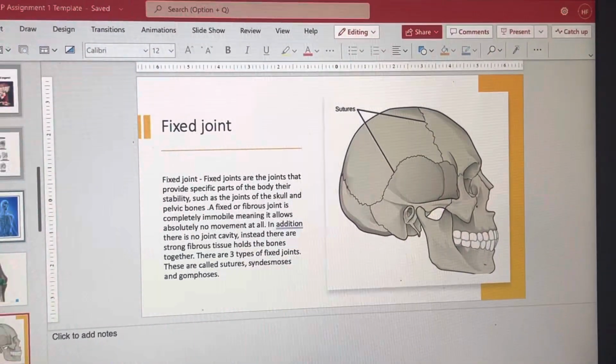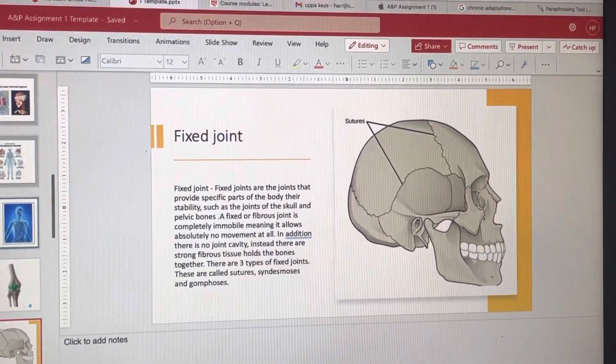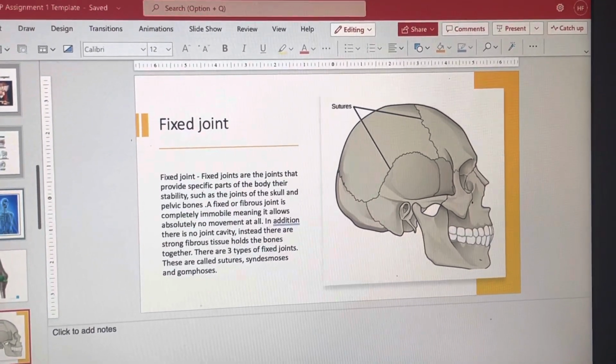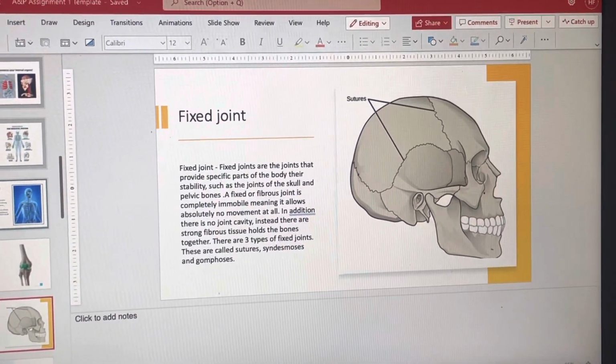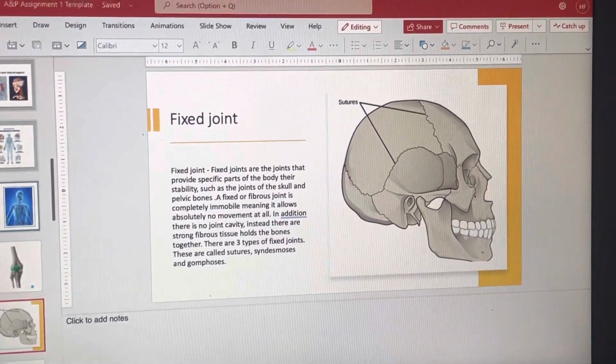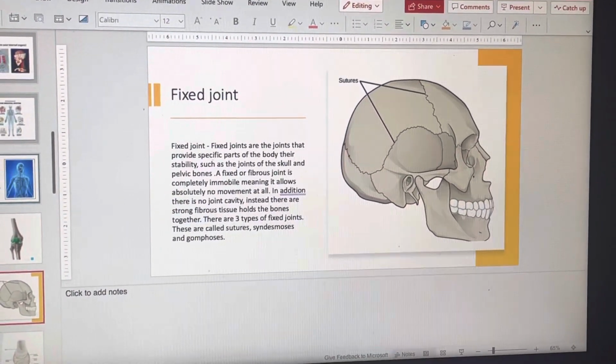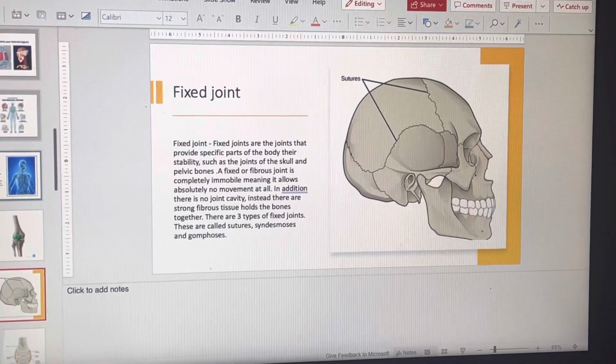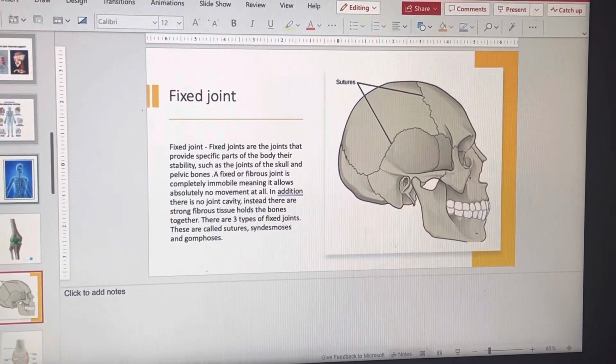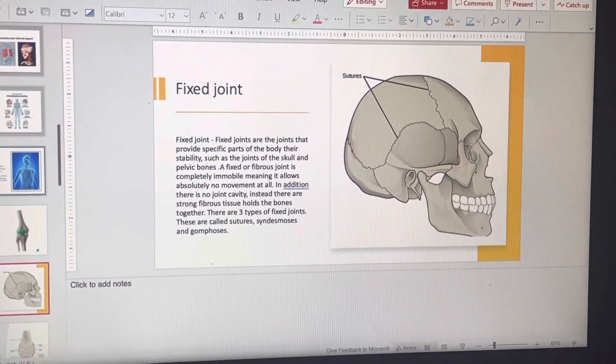Firstly, we have fixed joints. Fixed joints are the joints that provide specific parts of the body their stability, such as the joints of the skull and the pelvic bones. A fixed or fibrous joint is completely immobile, meaning it allows absolutely no movement at all.